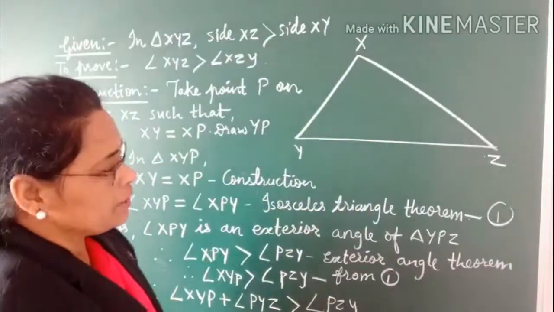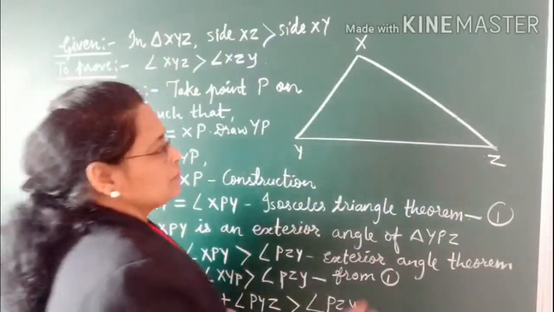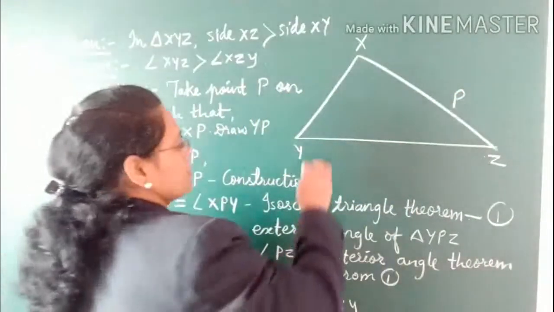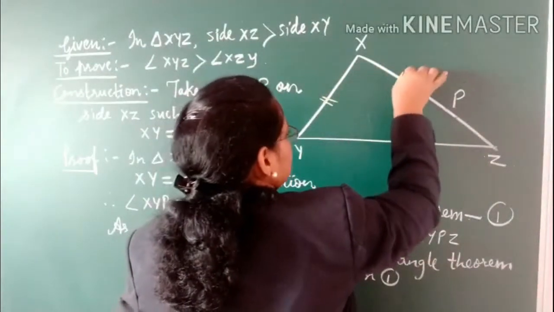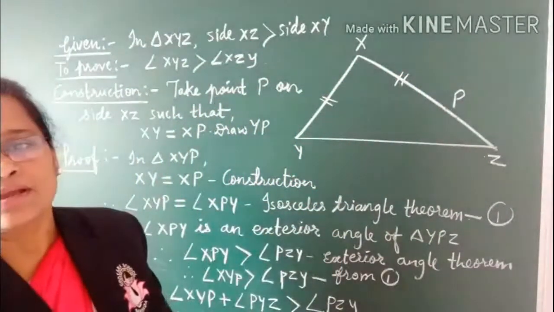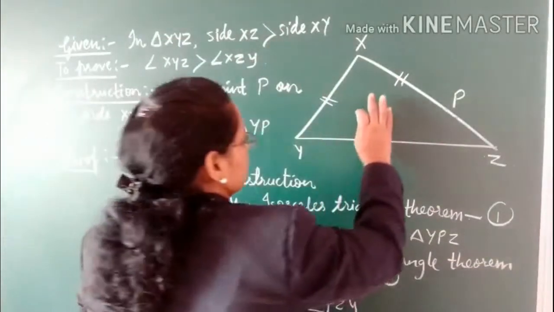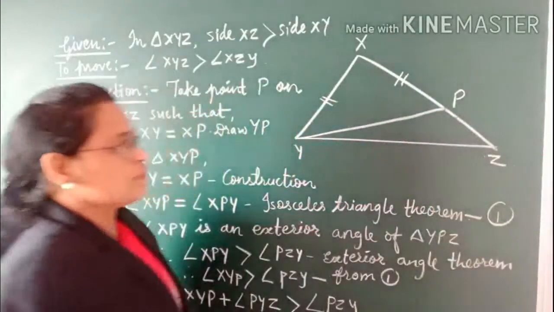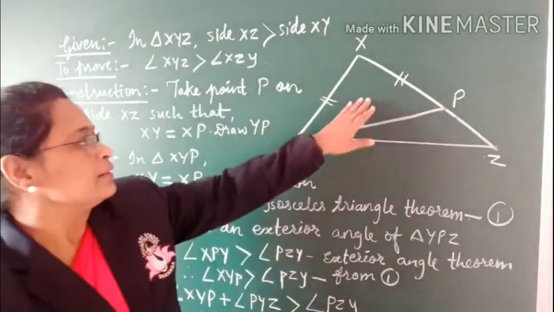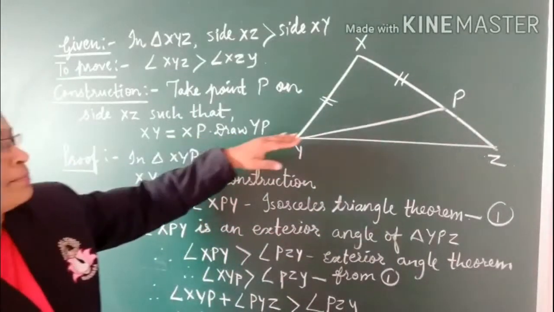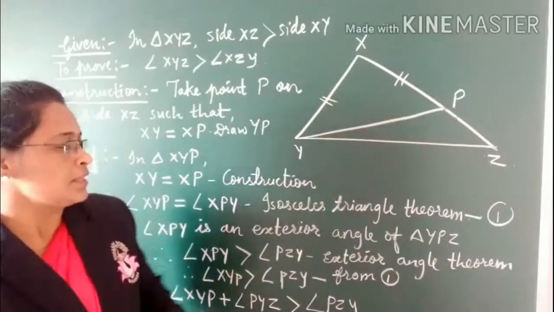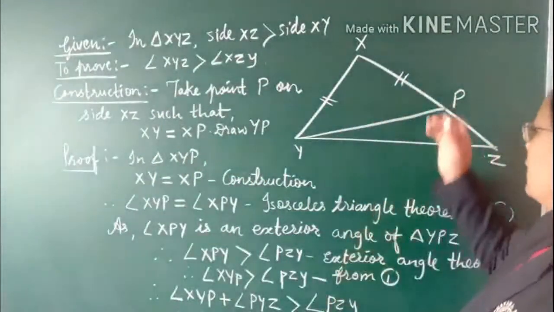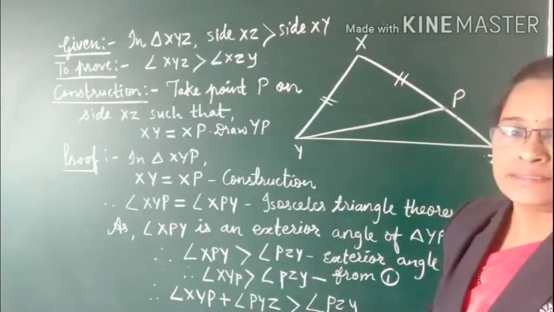For that purpose we have to take one point here, that is the construction. We'll take one point P on side XZ such that XY and XP are congruent to each other, and therefore we'll get such a figure in which if we join Y and P, then we'll get one triangle here. So this is the construction, that is, draw YP after taking point P on side XZ. Then we'll prove how one angle is greater and the other angle is smaller.